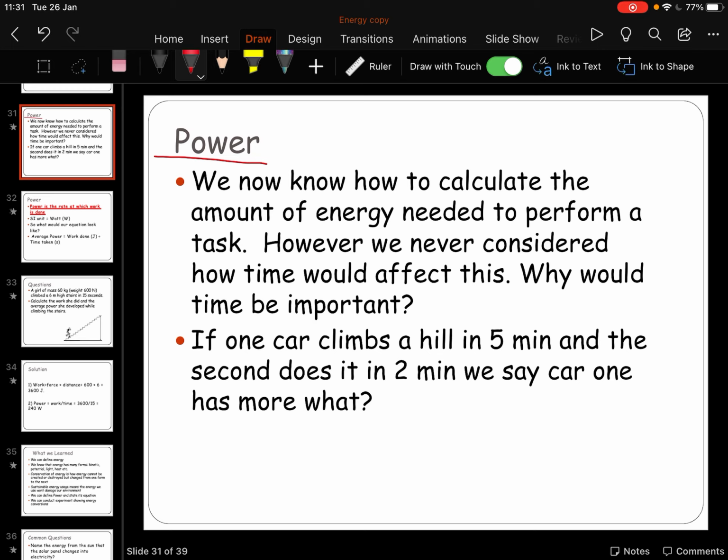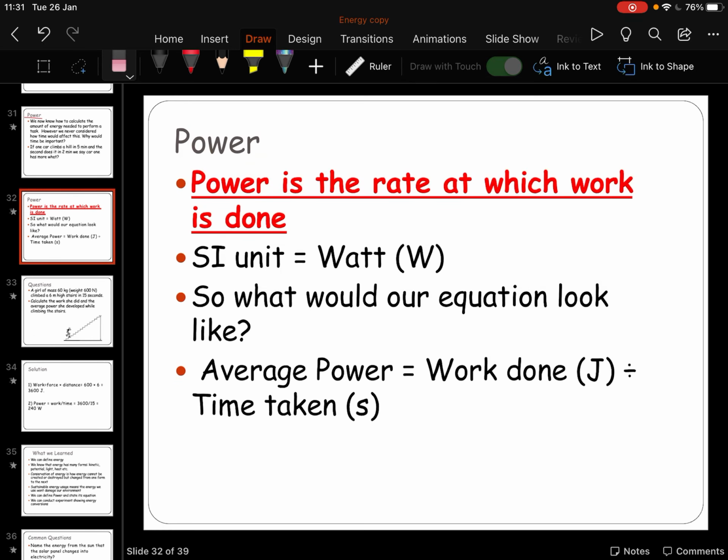For example, if one car was to climb a hill in 5 minutes and the second does it in 2 minutes, we'd say car 1 is more what? So if 2 cars go up a hill, one gets up in 5 minutes, the other gets up in 2 minutes, we'd say one car was more powerful. Okay? So what is power? Take down this definition, guys. Power is the rate at which work is done.